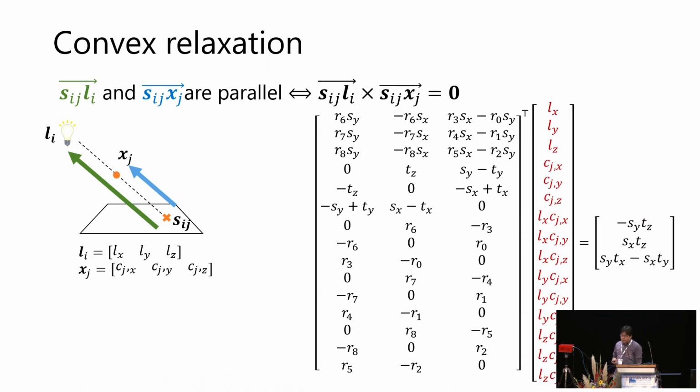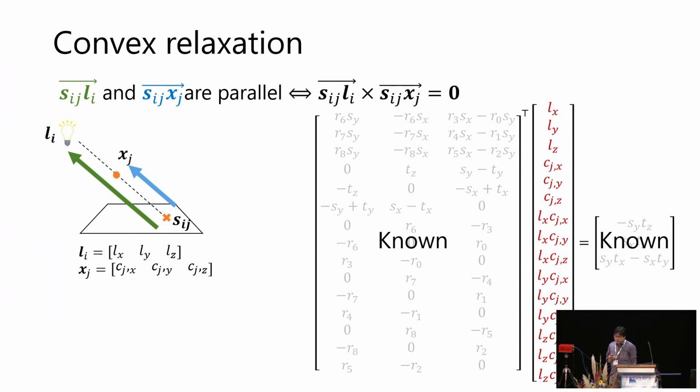This equation can be written in this form. Here I don't explain the details, but these two parts are given parameters, and the red variables are unknown. Lx, Ly, Lz means the light source position, and Cj, xyz means the position of pinhead J.